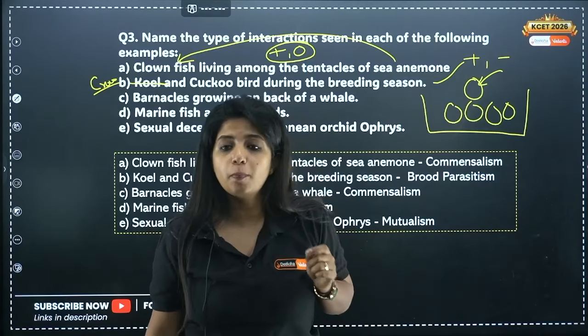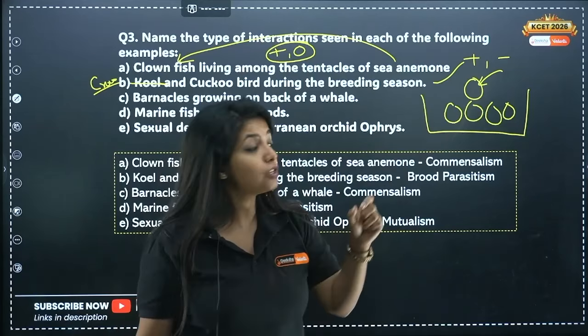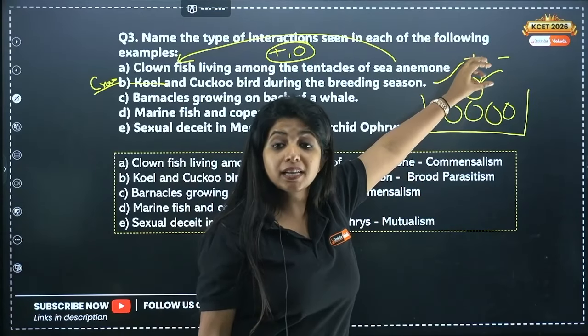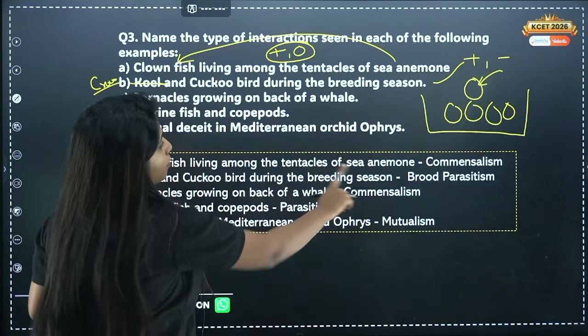It is known as brood parasitism. What do you call it? Brood parasitism. And always remember, it's not the host egg which has evolved. It's the parasite's egg which has evolved to look like the host egg. So over here, it is brood parasitism.